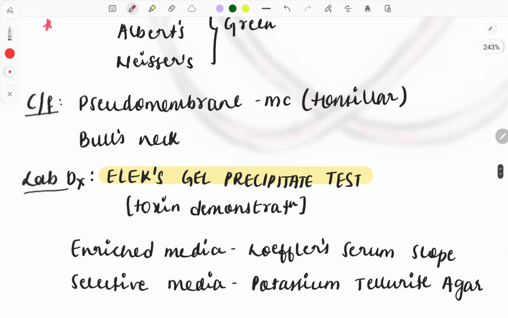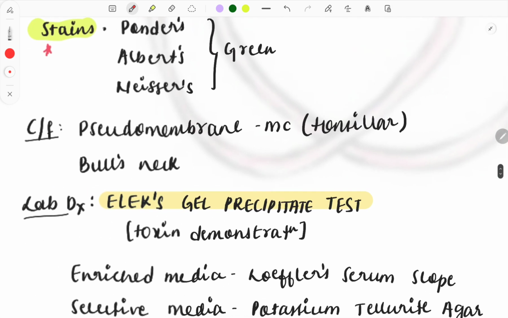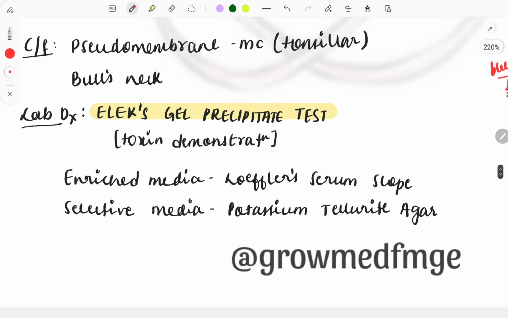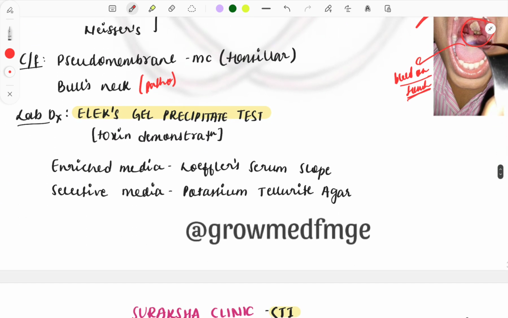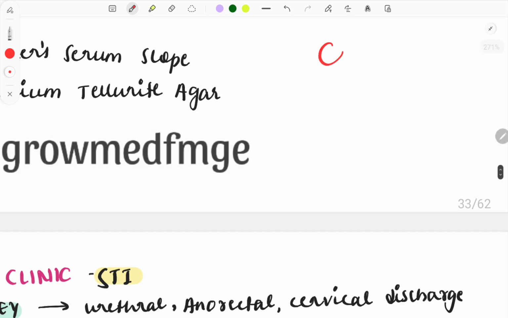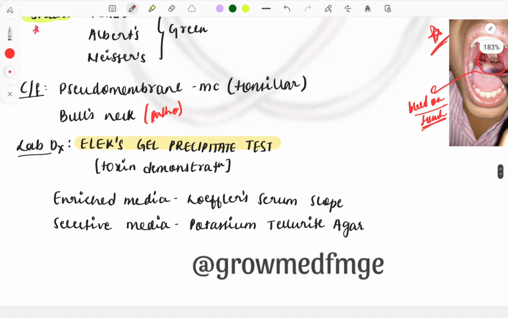Then clinical features: pseudomembrane, most common on the tonsillar surface. So you can see here the pseudomembrane, and the classical finding described with this is a gray membrane which bleeds on touch. So whenever you see this described in the question, just straight away mark the answer as diphtheria. And the pathognomonic feature is the bull's neck. Okay, I have not put a photo of the bull's neck in this, but bull's neck will be like a swelling image, they can give the image of any child, and there will be a swelling in the neck toward one side giving the appearance of a bull neck, and this is the pathognomonic feature.